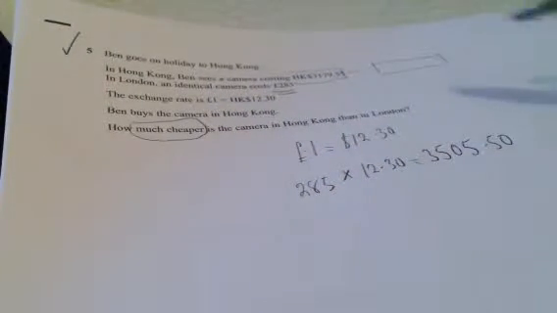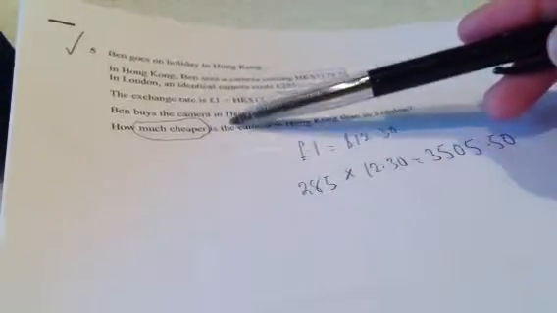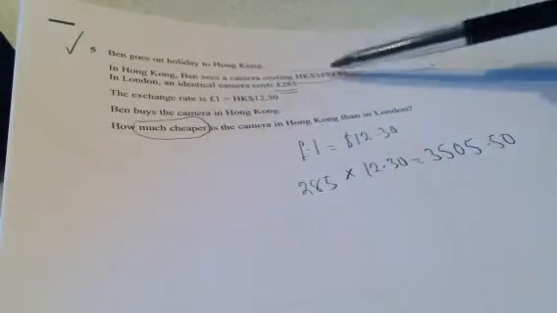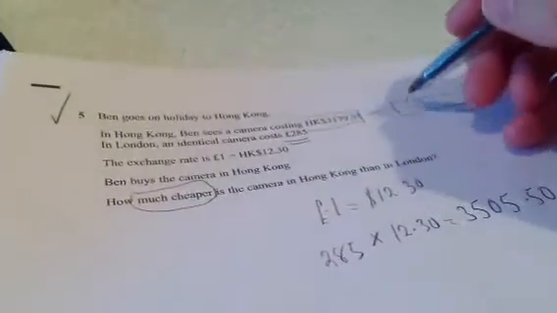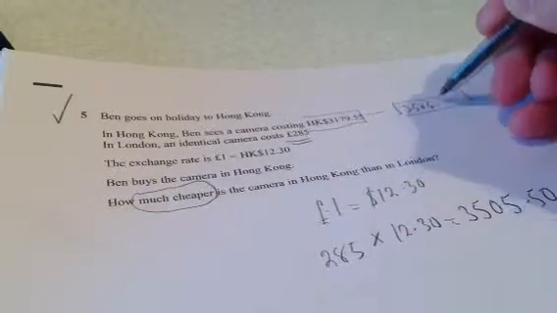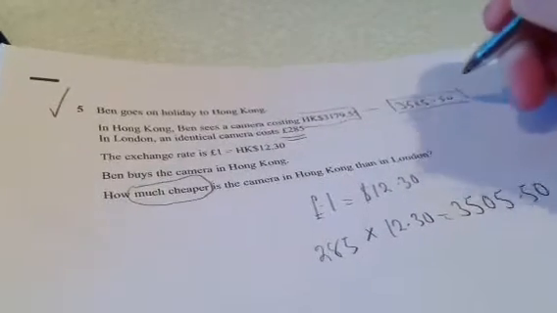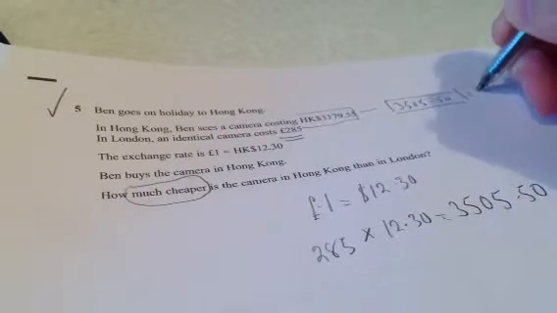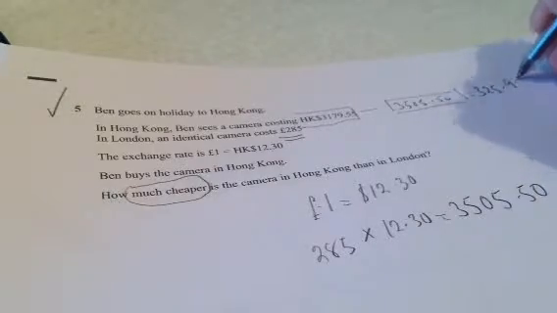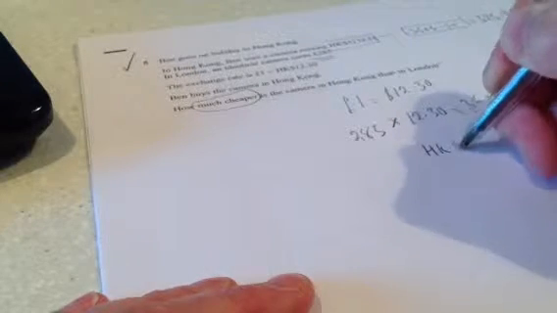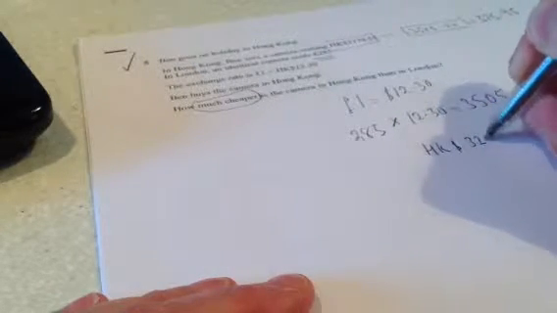Now then, if I remember at the top it says how much cheaper, and I did this in here to remind me to take it away from there, so 3505 point there, using my calculator reminding me to take it away, is 325.95, and that should be in Hong Kong dollars at 325.95. I wasn't sure about whether they wanted it in pounds or whether they wanted it in Hong Kong dollars.